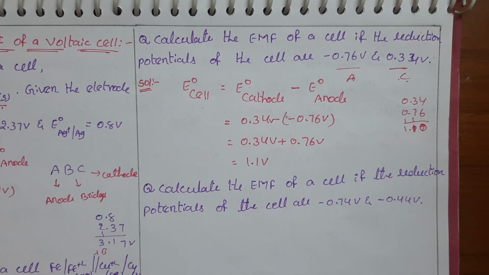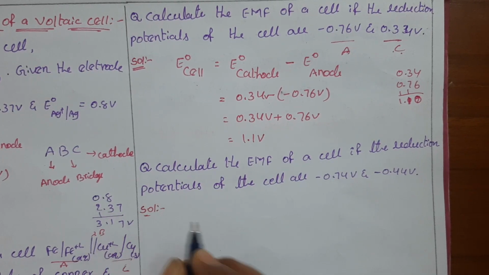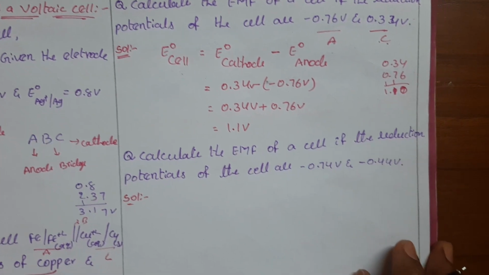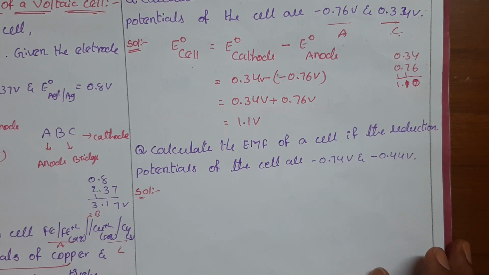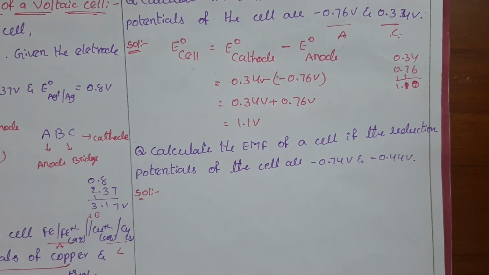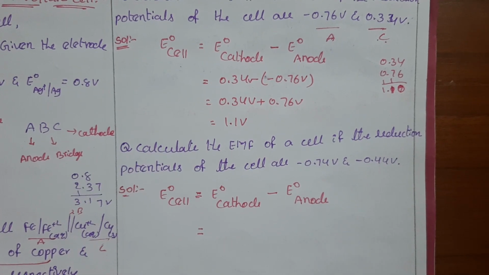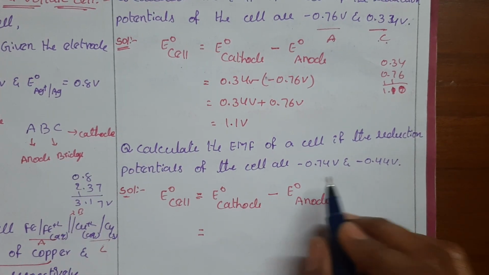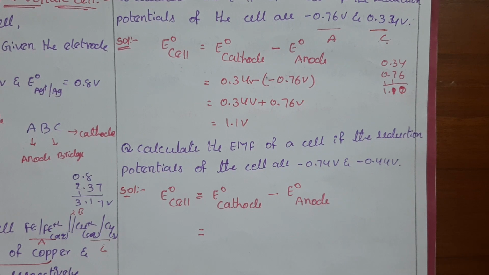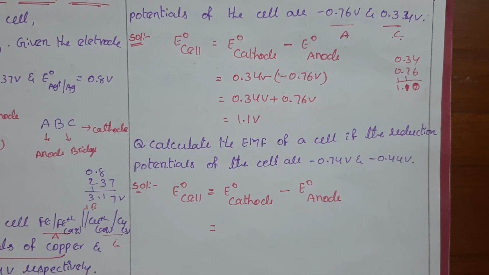Now let us see the last question. Calculate the EMF of a cell if the reduction potentials of the cell are minus 0.74 volts and also minus 0.44 volts. For this one also we need to write the formula. So E naught cell equals E naught cathode minus E naught anode. Without cell reaction, as I told, the greater value should represent the cathode and the lesser value should represent anode.